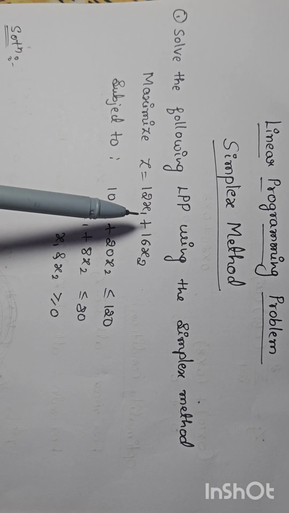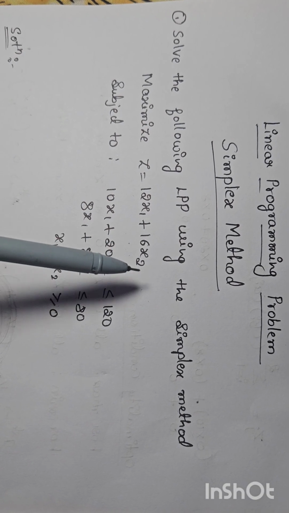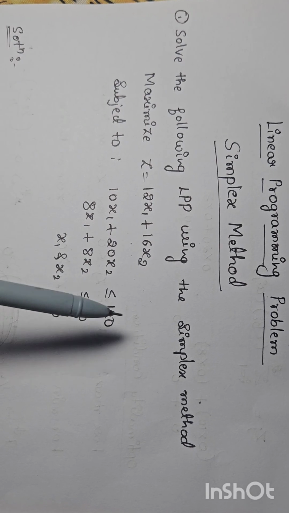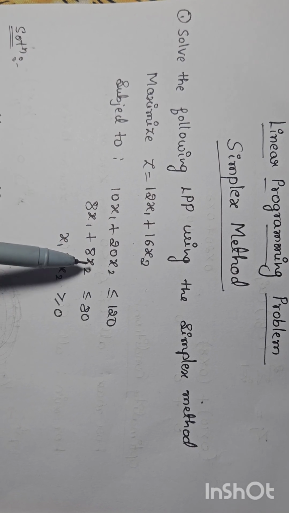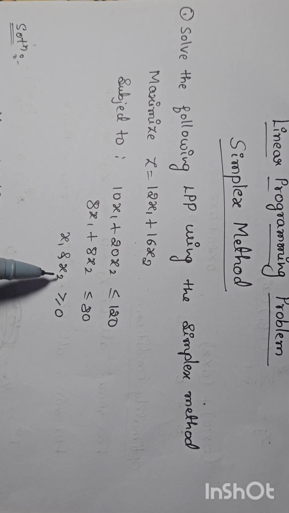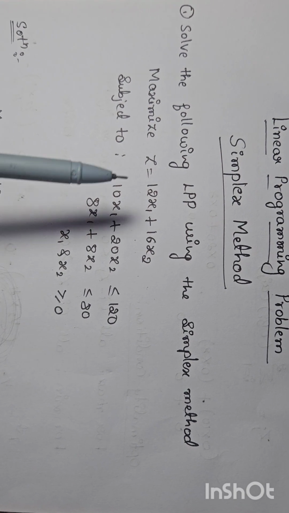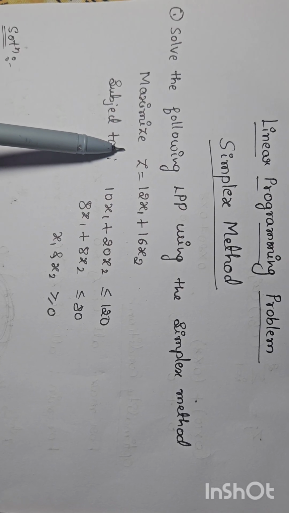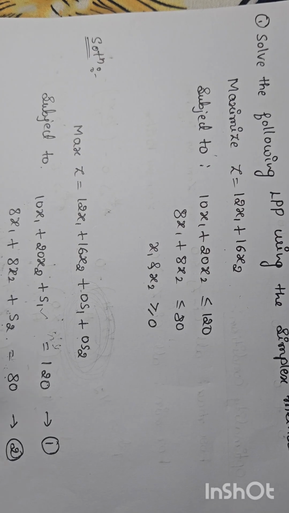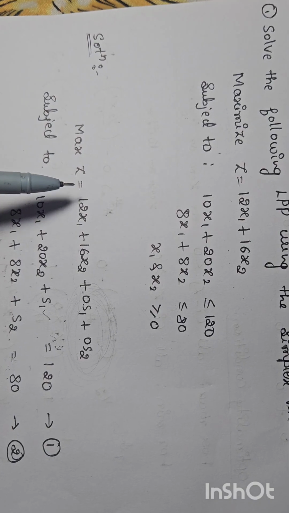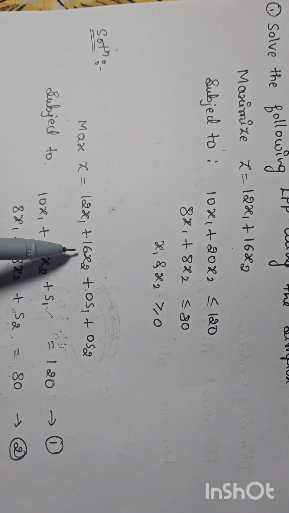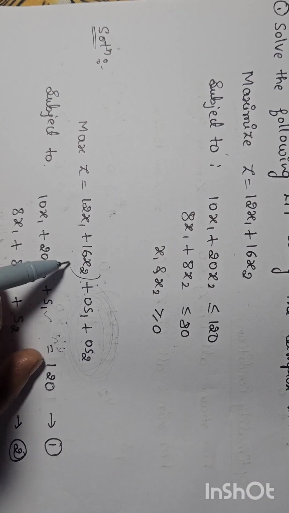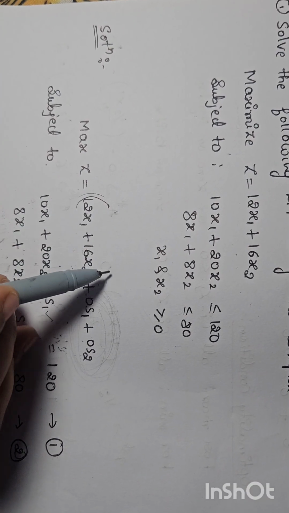Z, which is equal to 12x1 plus 16x2, subject to 10x1 plus 20x2 less than or equal to 120, 8x1 plus 8x2 less than or equal to 80, x1 and x2 greater than or equal to 0. This problem is a maximization problem. The objective function is Z equals 12x1 plus 16x2. So first we need to write only this one, the maximization objective function.